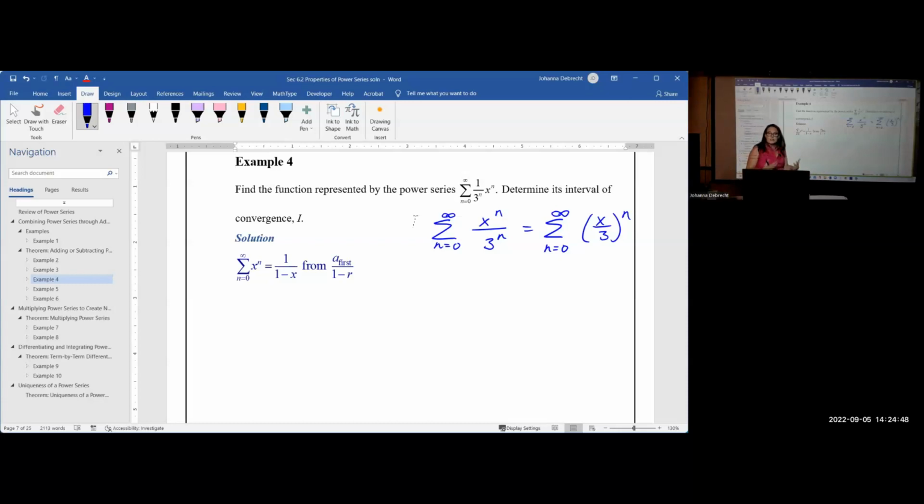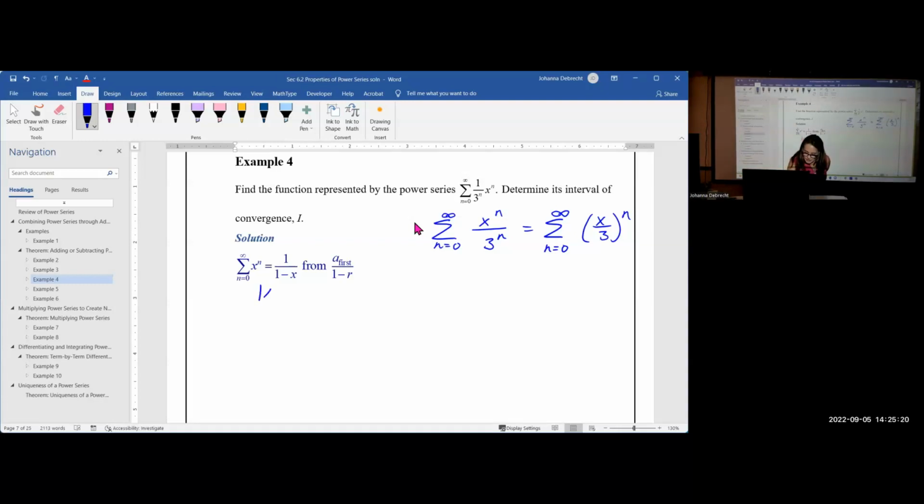Now, that looks like the third situation of the theorem. And the theorem says that if you're substituting, composing, you're substituting something in place of the x in the original power series, it will converge, and it will do it on an interval of convergence as long as whatever you substituted is inside the original function's interval of convergence, which is this guy.